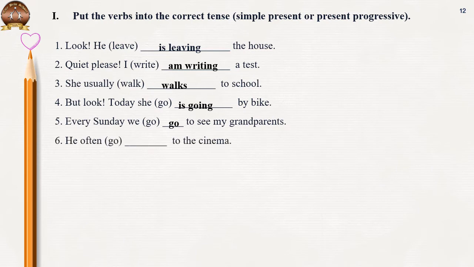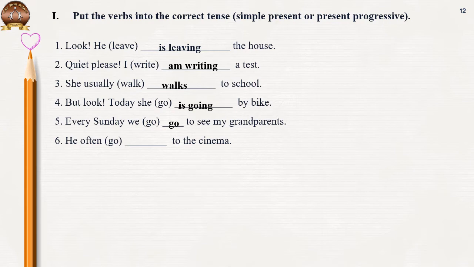So you see the examples. Look, he is leaving the house. We cannot say he leaves the house, right? Quiet please, I am writing. She usually walks to school. The minute the word usually comes, it is indicating a habit, a habitual action. So we use simple present.